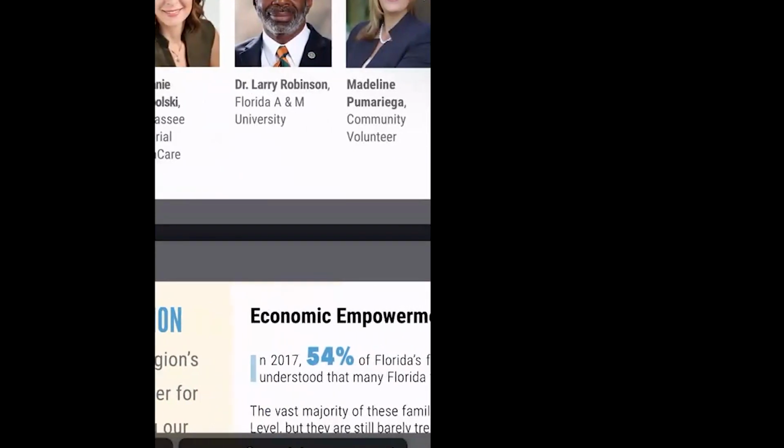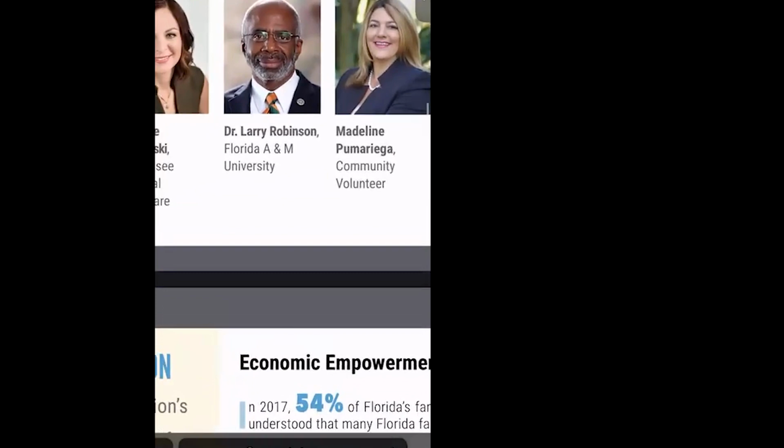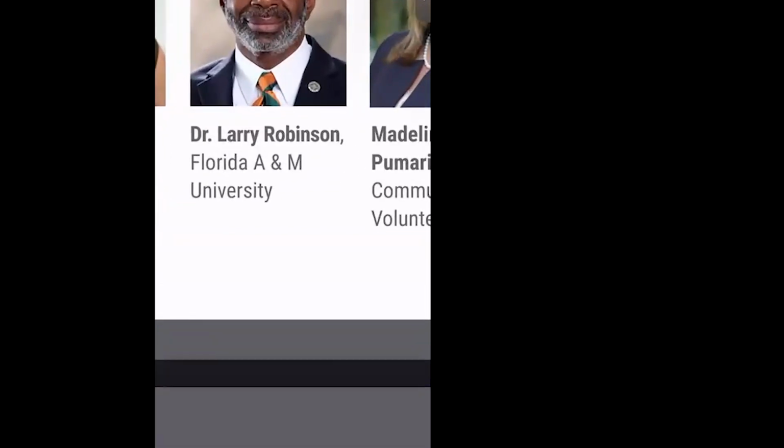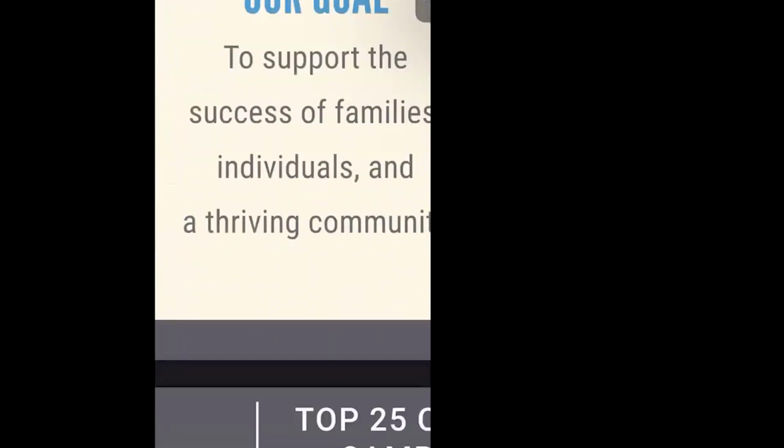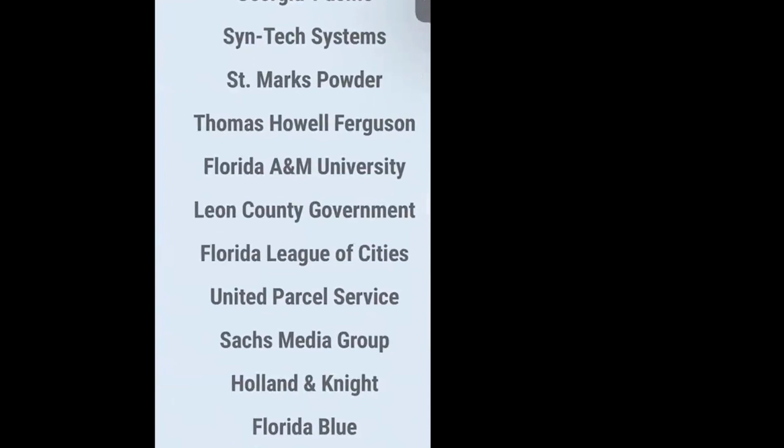In fact, look at this. They're huge. Dr. Larry Robinson. Where's he from? President, FAMU. Oh, he's the president of FAMU? Yeah. What do you think about being in here? I don't know any of these people.